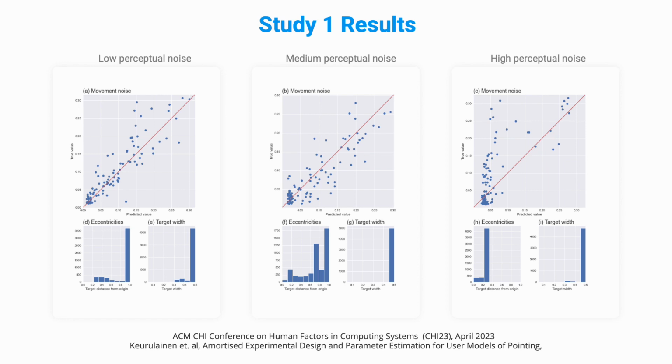The results reveal that for low perceptual noise, experimental designs tend towards higher eccentricities and large targets. However, as perceptual noise increases, the analyst is incentivized to select targets closer to the origin in order to avoid corrupting the data with very noisy observations.